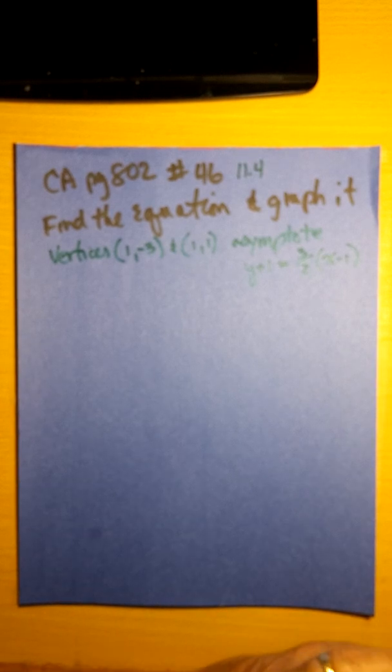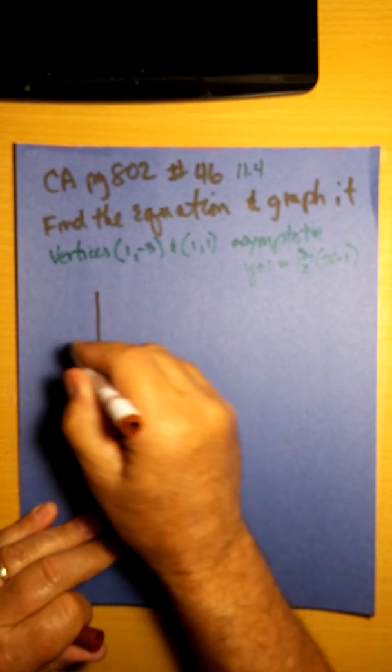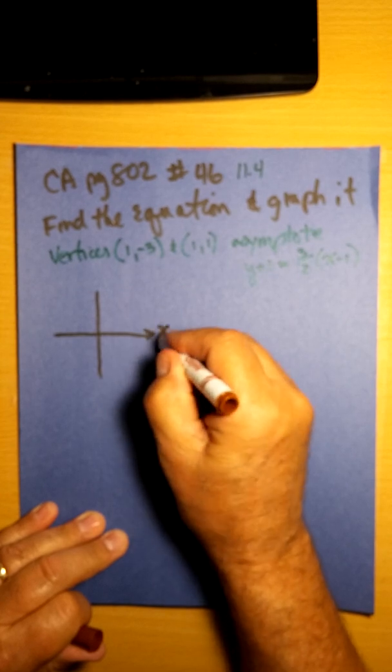So this is college algebra, section 11.4, page 802, another example problem number 46. They want us to find the equation and graph it. They give us the vertices at (1, -3) and (1, 1), and the equation of one of the asymptotes says y plus 1 equals 3/2 times the quantity x minus 1. So I'm going to graph it first because that seems to be the easiest way to do most of these, so you can see what's going on.